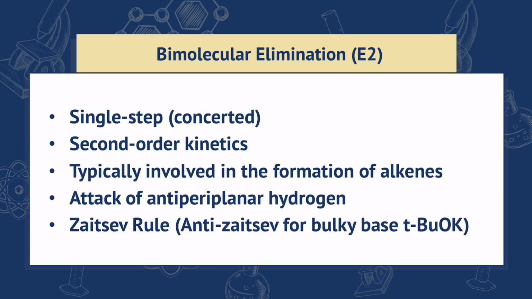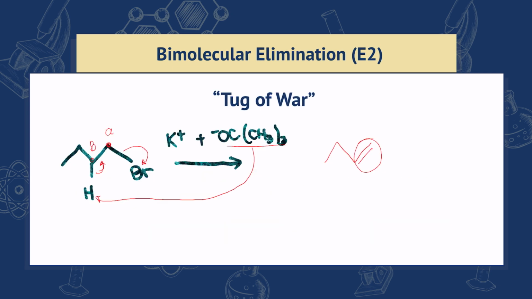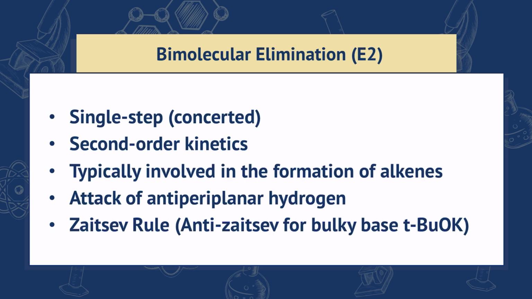So properties of bimolecular elimination involve, number one, it's concerted. So both the attack of the beta hydrogen and the leaving of the bromide ion or the halogen occur in one step. Second order kinetics, the reaction rate is affected by both the substrate and the nucleophile. Third, you form an alkene if an elimination occurs, typically. And then, attack of the anti-periplanar hydrogen, we'll be discussing that later. And lastly, the Zaitsev rule is followed. So essentially what this means is that the molecule would want to achieve more stability. So it wants an alkene that's more substituted.